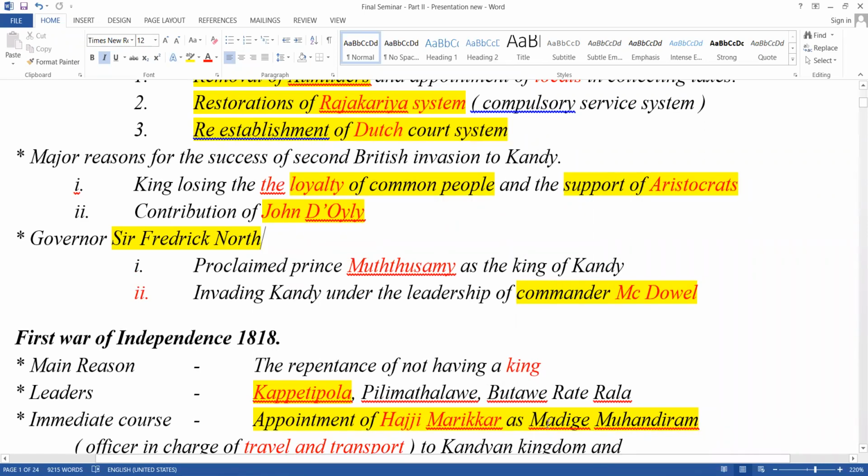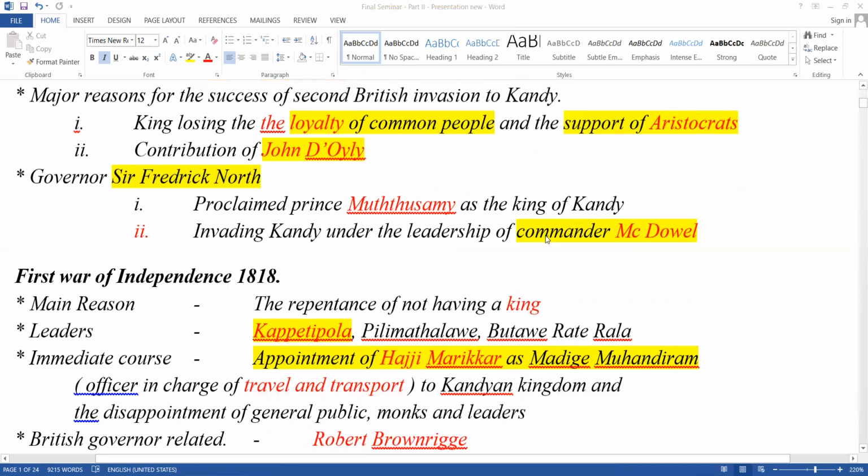So who was Mandige Mohandaram? The officer in charge of travel and transport in the Kandyan Kingdom. Traditionally, who should be appointed to that post? Only a single Buddhist leader from Uva Wellassa. But now who did the English appoint? The English appointed a Muslim leader, Haji Malik Khan. So that is the immediate cause, and because of that, the struggle started from Uva Wellassa.